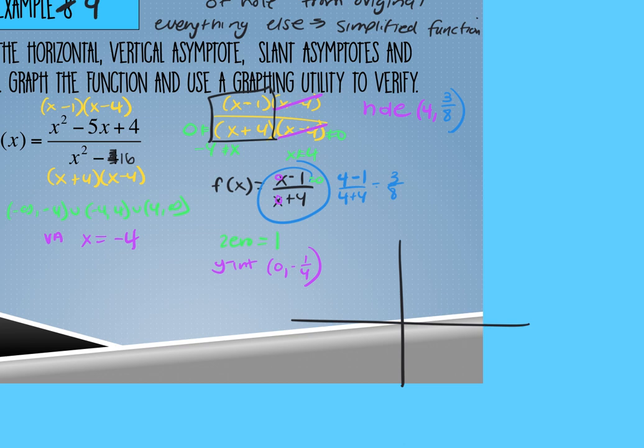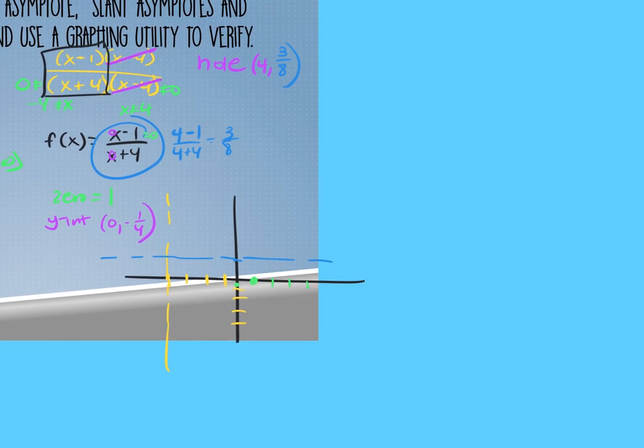So now I have a vertical asymptote at x equals negative 4. Oh, I don't know why I did horizontal. Sorry. Vertical. I have a horizontal because the exponent in the top is 1, the exponent in the bottom is also 1. So the horizontal is my leading coefficients, which would be 1. I have a 0 at 1. And I have a y-intercept at 0, negative 1/4. And I have a hole at 4, 3/8. So all of those are consistent with a curve in this bottom corner.